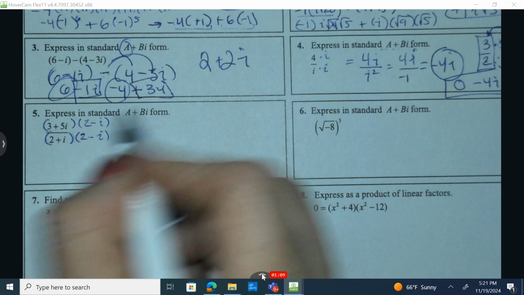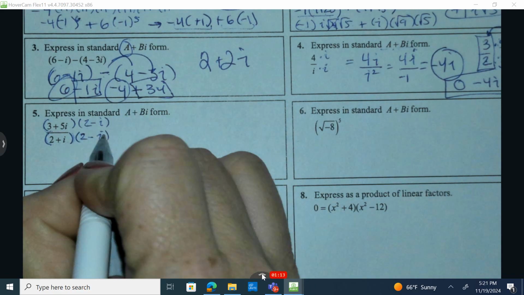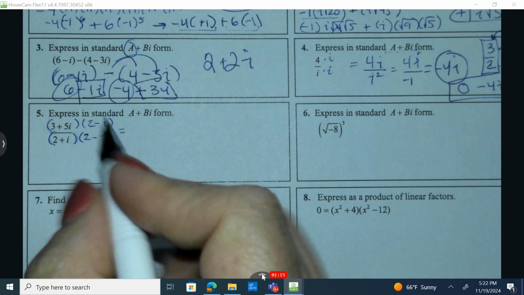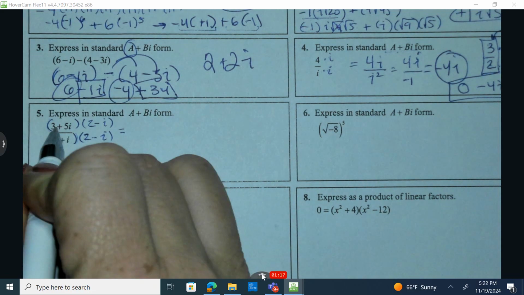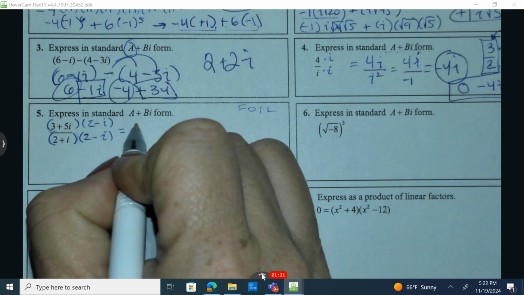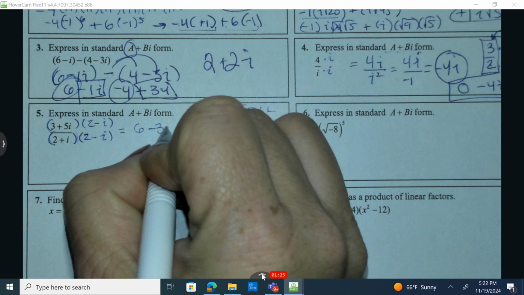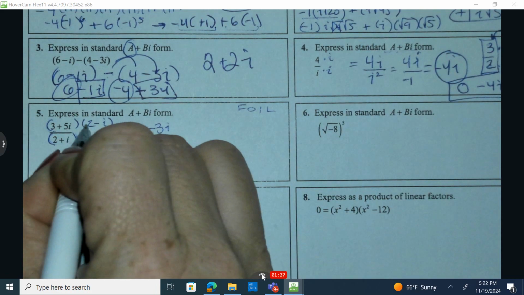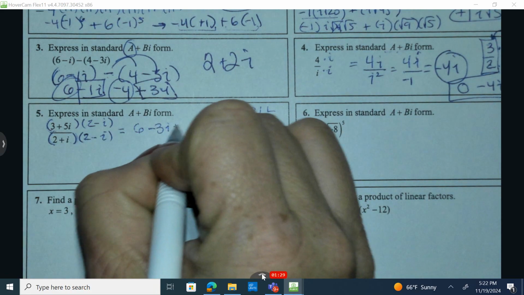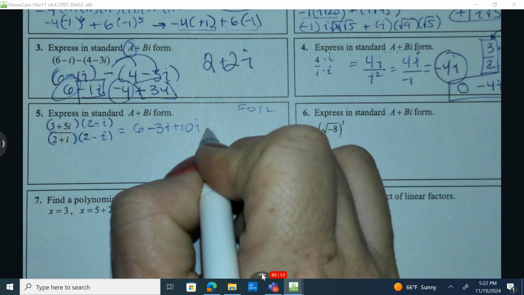Okay, then I'm going to come off to the side. You may choose to distribute by foiling, so feel free to go ahead and do that. I'll demonstrate how to foil the top. Foiling is front, outside, inside, last. So multiply the fronts to get 6. Multiply the outside to get a negative 3i. Multiply the insides to have a positive 10i. And then multiply the last. Well, that's 5 times negative 1, which is negative 5.